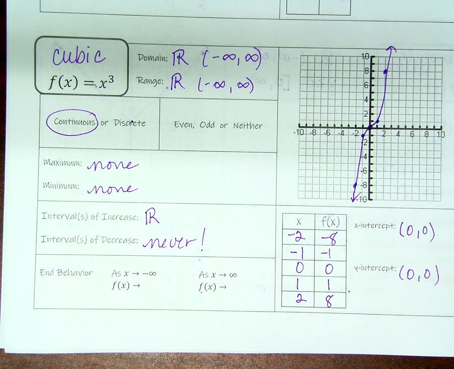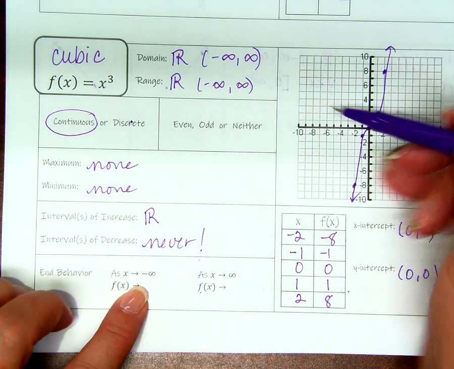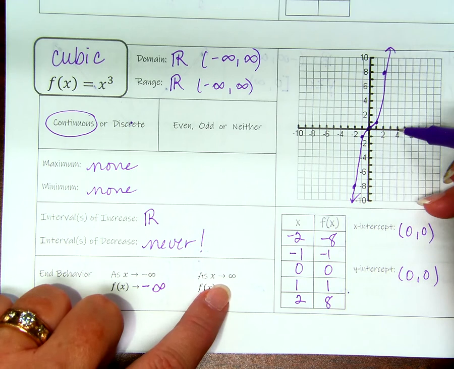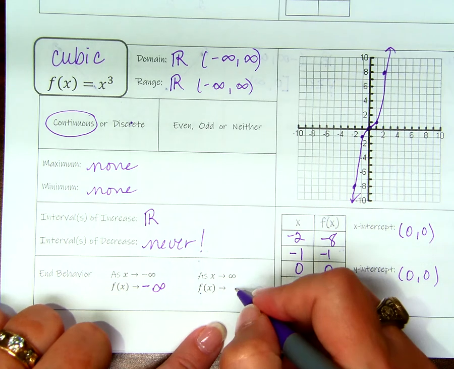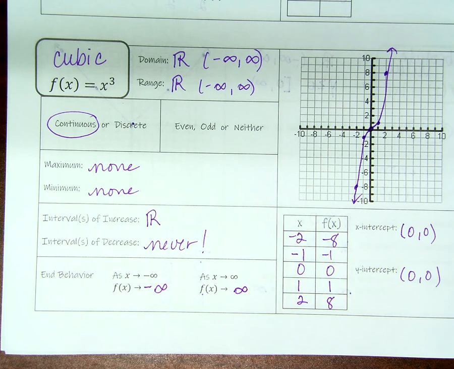Okay? End behavior. As we're going to the left, what's happening to the y's? It's going down, so negative infinity. As we're moving to the right, what's happening to the y's? It's going up, so we're going to positive infinity. Okay? Any questions?